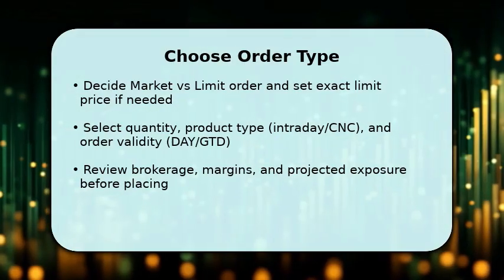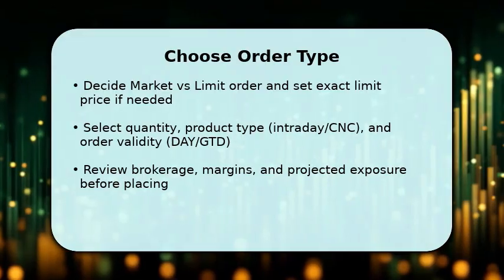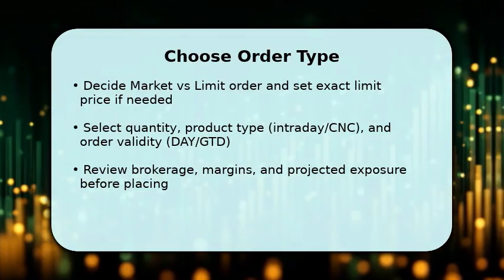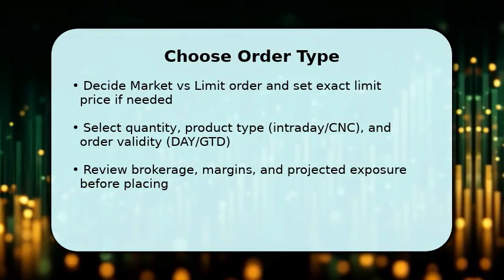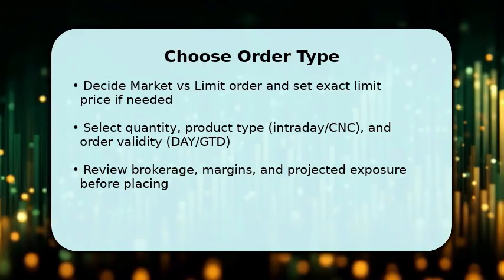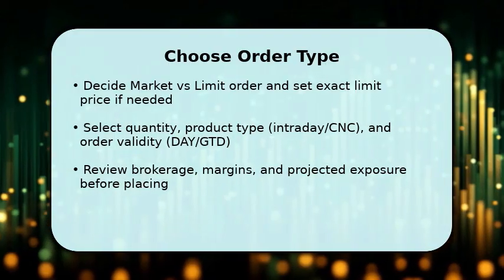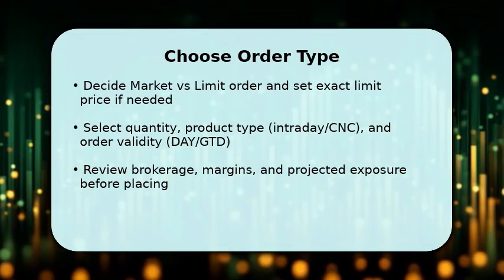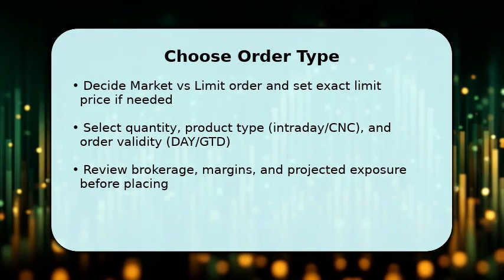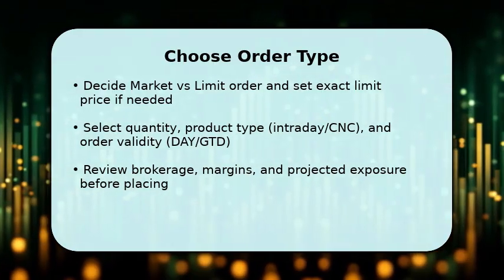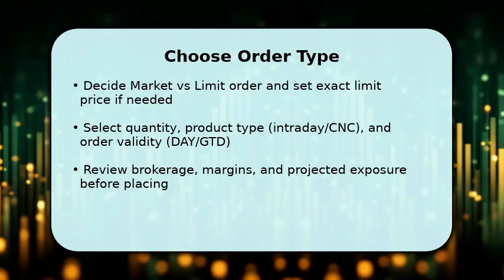Once you see the quote, choose your order type. A market order fills instantly at current price, whereas a limit order executes only at your price. Pick limit when you need control. Next, set quantity and product. Use CNC delivery to buy shares to hold or intraday if you plan to square off. Then select order validity and review brokerage, levies, and margin impact so you understand cost and buying power. Double-check everything before you hit place order to avoid surprises.